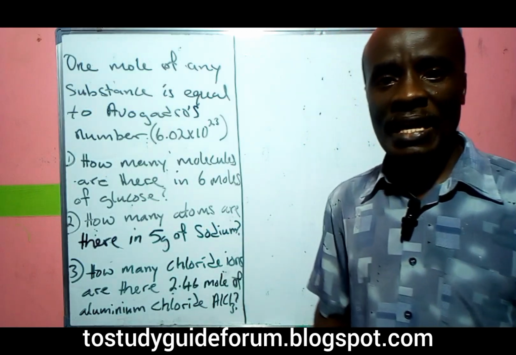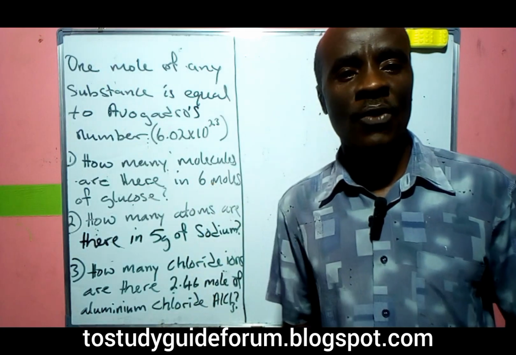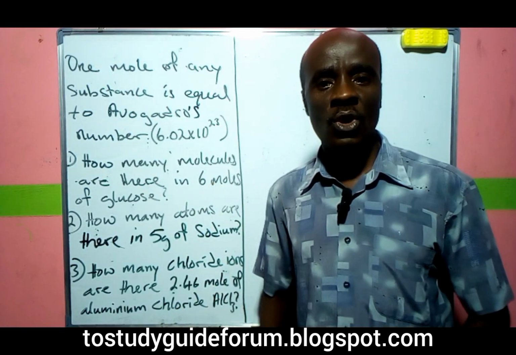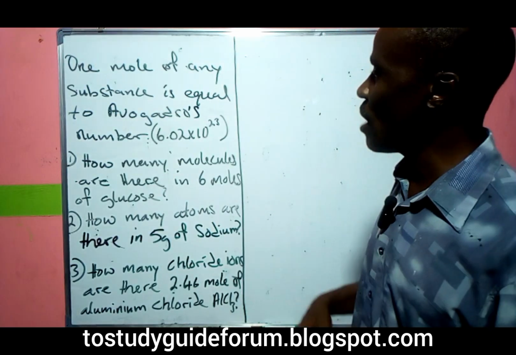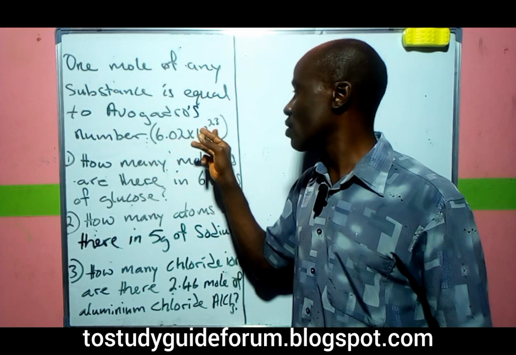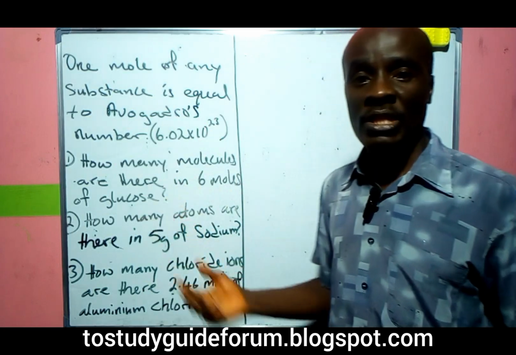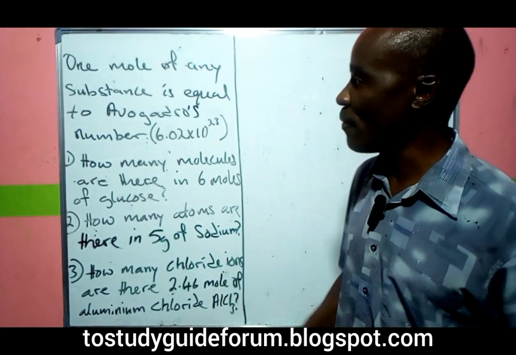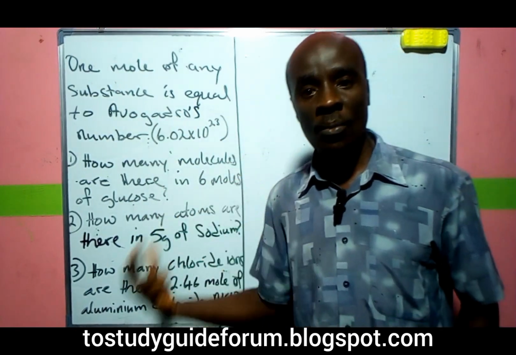It's just like where we know that one crate of eggs is equal to 30 eggs. So anytime you have 30 eggs, you have one crate. So anytime you have 6.02 times 10 raised to the power 23 atoms, molecules, or ions, what it means is that you have 1 mole of those ions, atoms, or molecules.